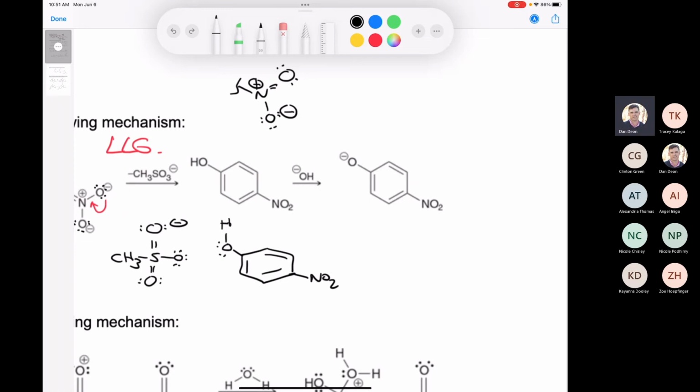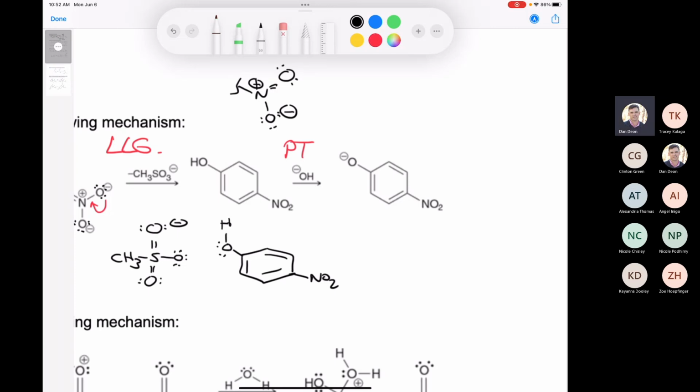Could anybody tell me what's happening in this step? Would this be a proton transfer, nucleophilic attack, etc.? This last step right here. You have the hydroxide, you've got a proton on here, but then it's gone. Absolutely. This is a proton transfer.